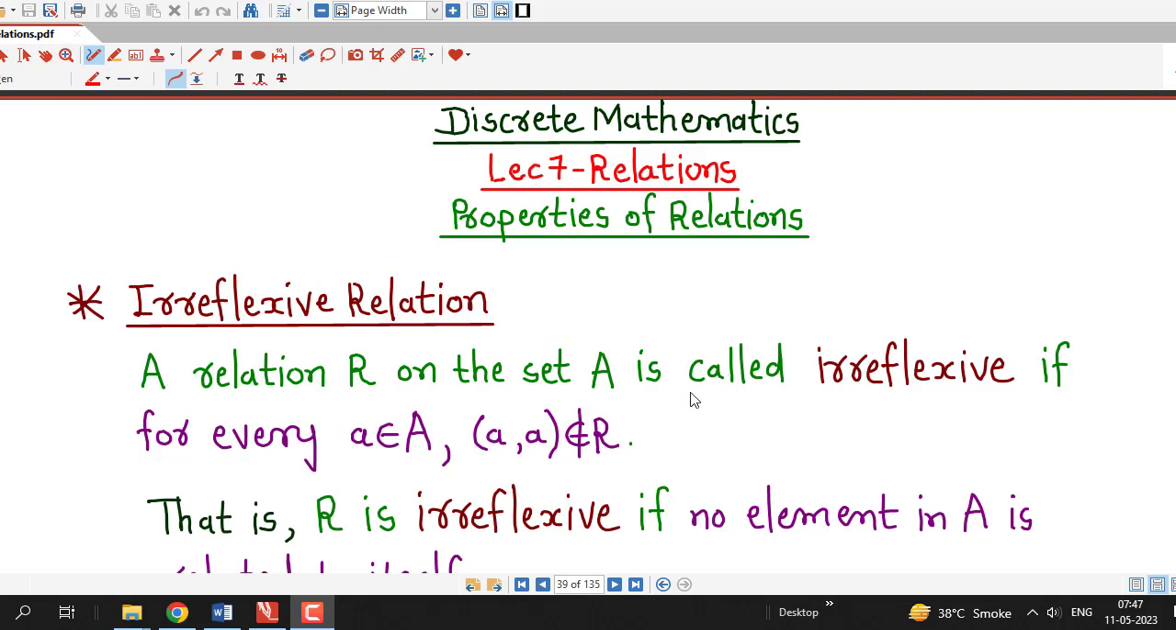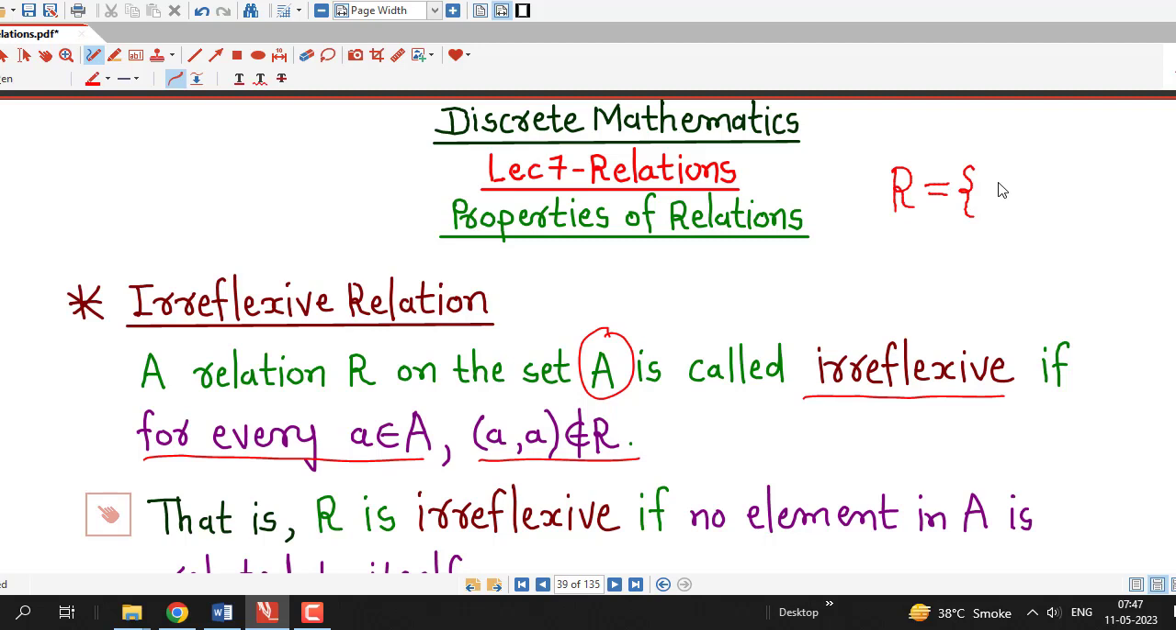A relation R on the set A is called irreflexive if for every a in capital A, the ordered pair (a, a) is not present in R. If for every element of a given set A, the ordered pair (a, a) does not belong to R, then relation R is called irreflexive. So if your relation contains this type of ordered pairs, then it cannot be irreflexive.